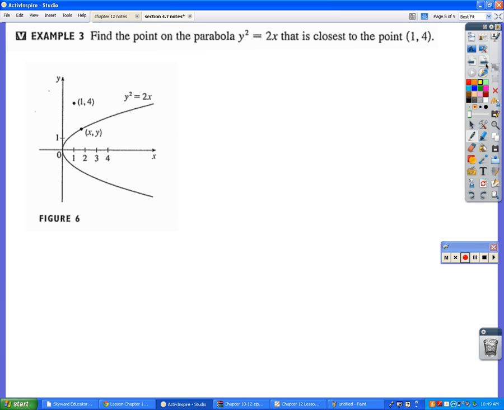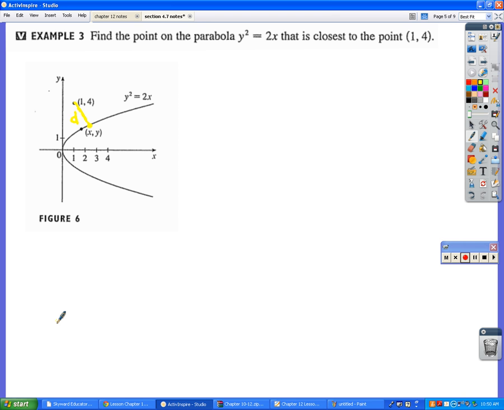Find the point on the parabola y squared equals 2x that is closest to the point (1, 4). So here's the parabola, and it's a y squared parabola, so that's wacky. But we're big kids, we can handle functions that aren't functions. And then here's our point (1, 4), so we're trying to find the point on that parabola that would be the closest to that point, okay? So what you're trying to do is minimize that distance. So start thinking distance formula.